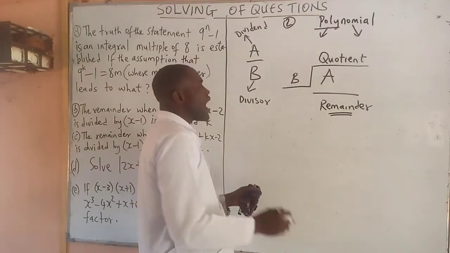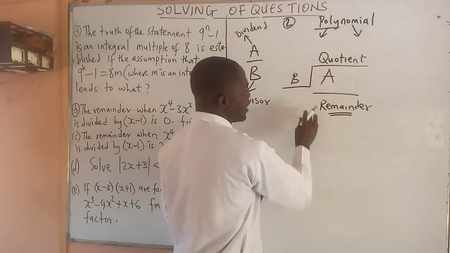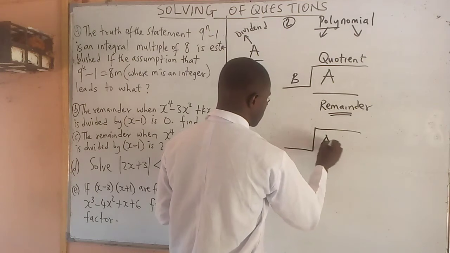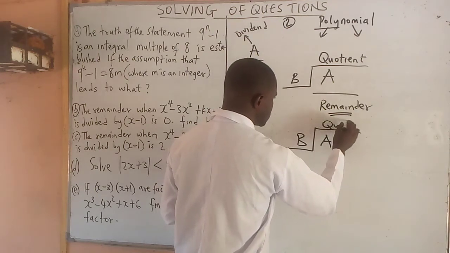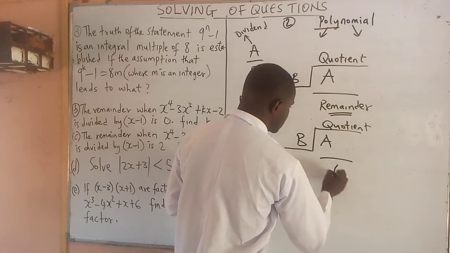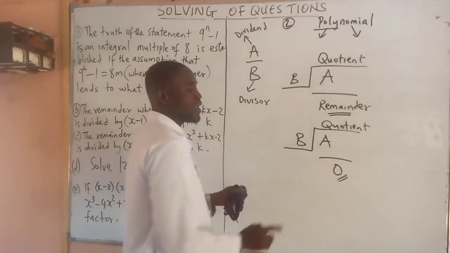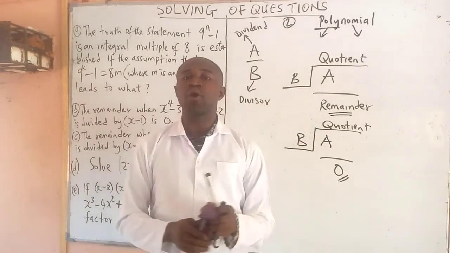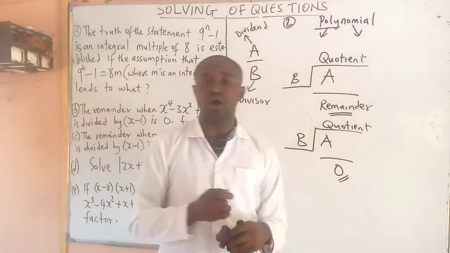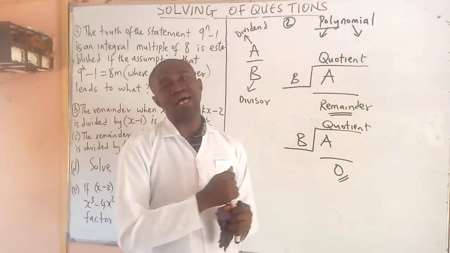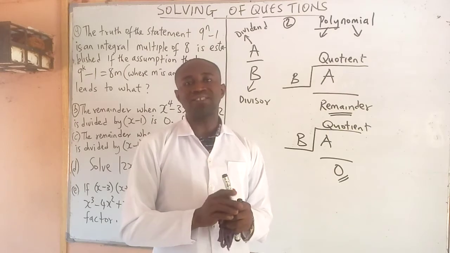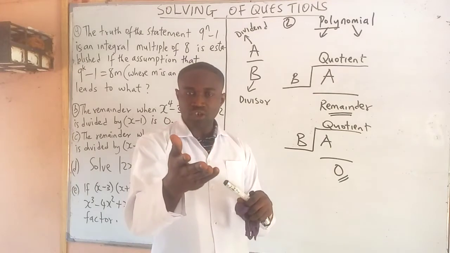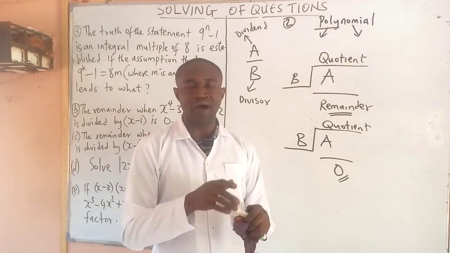But when the remainder is 0, when it does not have any remainder, we call it a zero polynomial. That means the remainder of that polynomial after dividing it in long division method is 0. And when we say something is a zero polynomial, it means that you can factorize that polynomial to get all the factors that make it up. That is also talking about the factor polynomial or factor theorem.